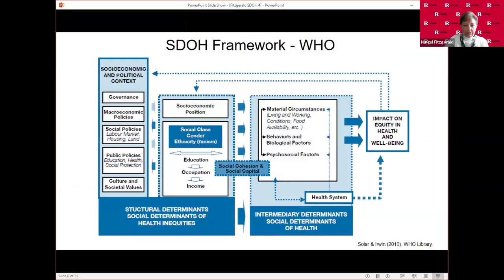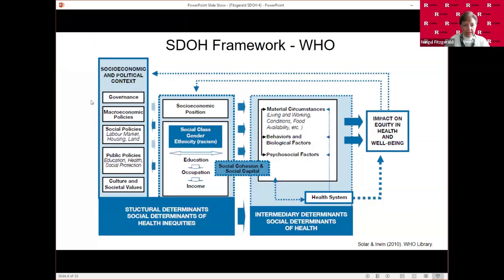So this is the original model they developed under the World Health Organization. This socioeconomic and political context is the upstream element of that model, including governance, macroeconomic policies, and social policies. They can be things like labor and housing and land use policies, other education, health, or social public policies, or society-level culture and values.